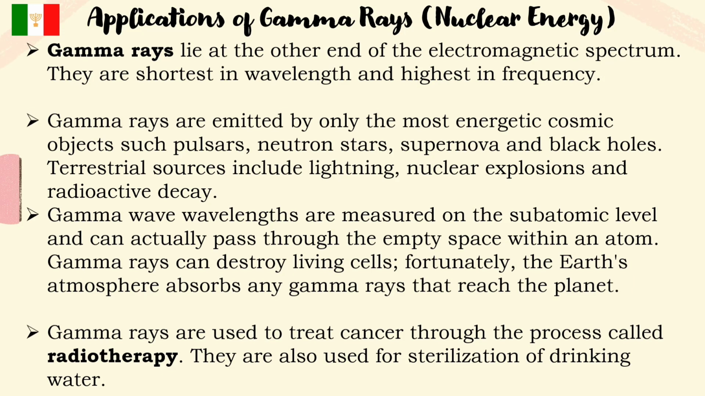Gamma wave wavelengths are measured on the subatomic level and can actually pass through the empty space within an atom. Gamma rays can destroy living cells. Fortunately, the Earth's atmosphere absorbs any gamma rays that reach the planet. Gamma rays carry the highest amount of energy, thus, they are more dangerous. They can also be blocked with lead and thick concrete.